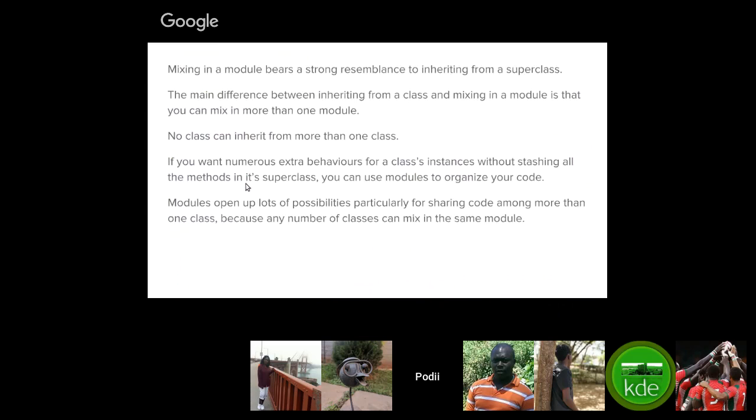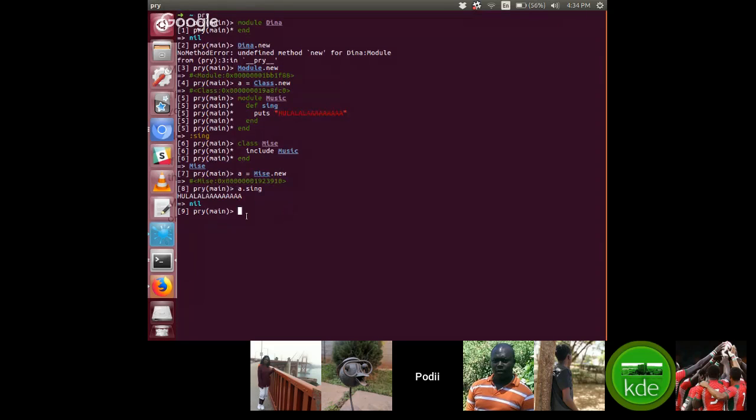Okay, then there is this story here. Mixing in a module bears a strong resemblance to inheriting from a superclass. Just this bit here, the first line. So let me redefine another one. Def greet. Hey there. So I have a class A, then I have a class B that this time inherits from A. So B inherits from A, meaning it inherits all the methods from A here.